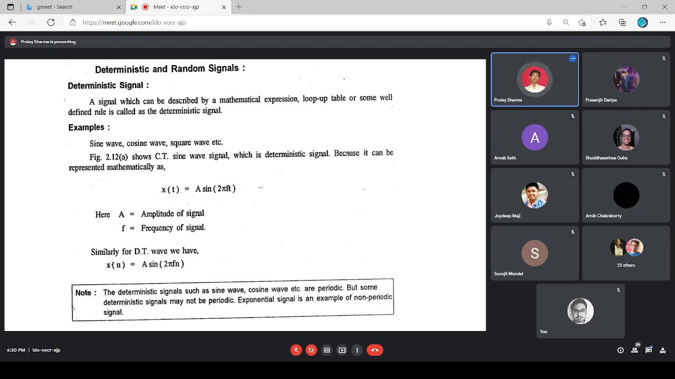On the other hand, a random signal or non-deterministic signal means there will be no definite shape of the signal, and there will be no definite mathematical expression for the signal also. That's why the signal is called non-deterministic or random signal. An example is this type of sinusoidal signal. The definite mathematical equation is there, and obviously the sinusoidal signal has a definite shape.